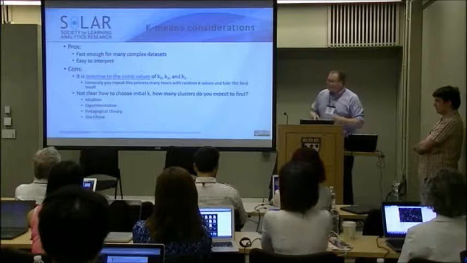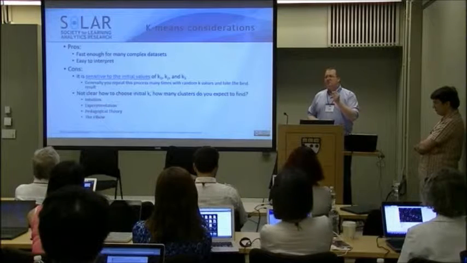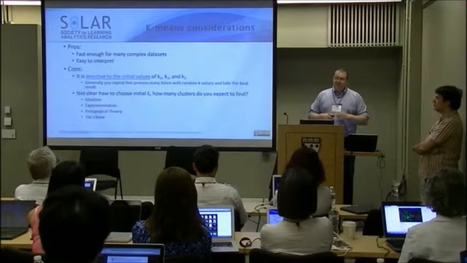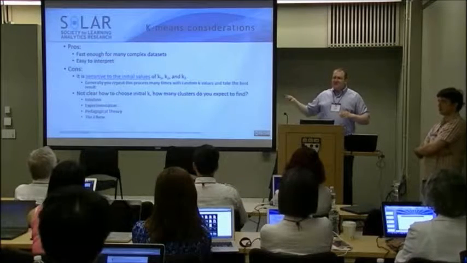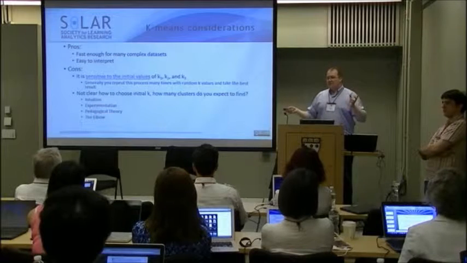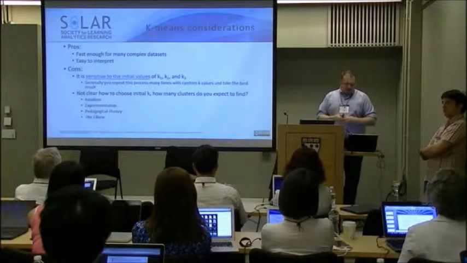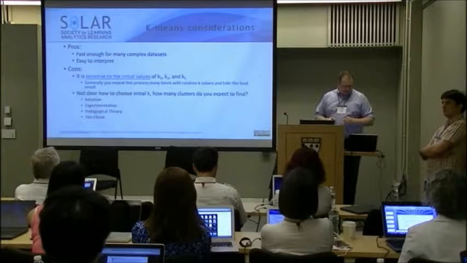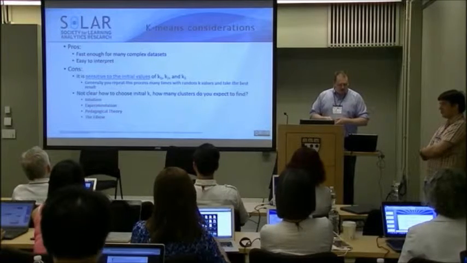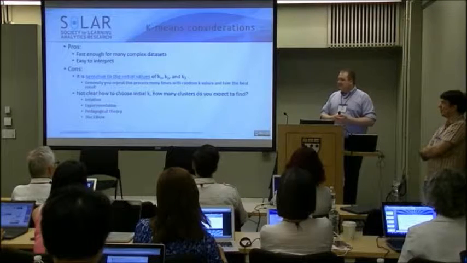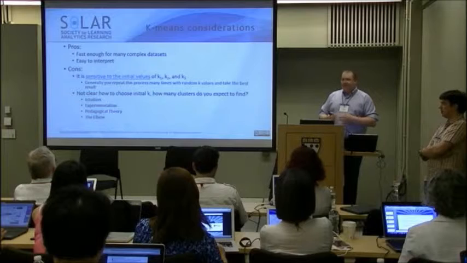The cons: it's pretty sensitive to the initial values that you've chosen for k equals 1, 2, 3. Generally, you do this k-means clustering, let's say with k equals 4, and you do that 1,000 times and take the best value because of that sensitivity to those initial clusters. And it's actually not always clear how to choose that initial k. There are 4 different techniques that you can use to choose that k.